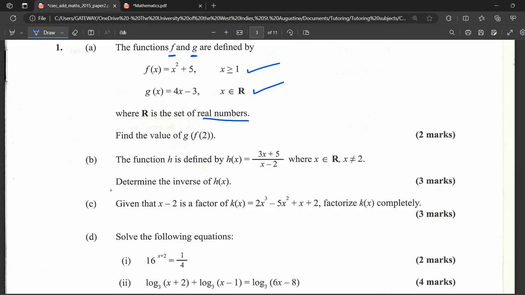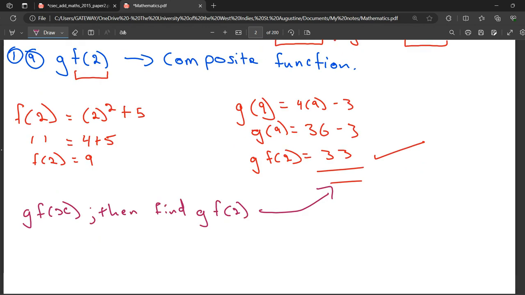The next part, which is b. The function is defined by h of x is equal to 3x plus 5 all over x minus 2, where x is an element of the real numbers. x cannot be equal to 2, because if we plug in x is 2 over here, the denominator will be 0. 2 minus 2 is 0, so x cannot be equal to 2. This is to determine the inverse of h of x. So we're going to rewrite that. This is part b.